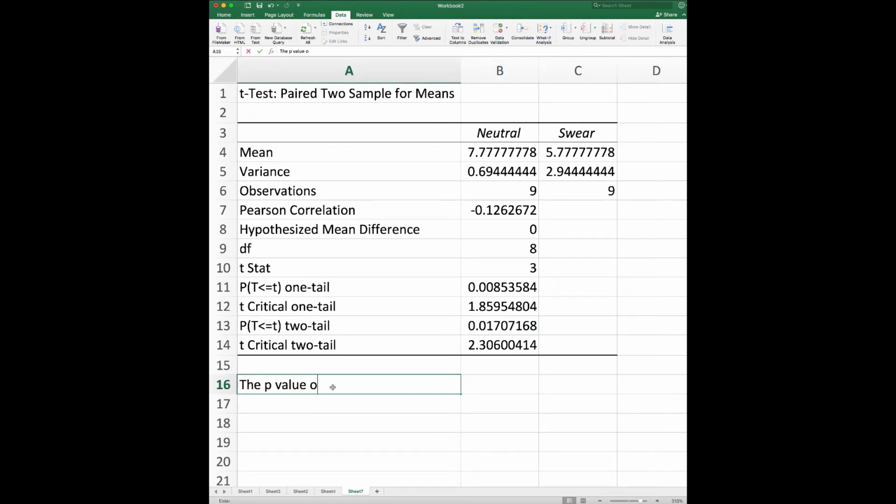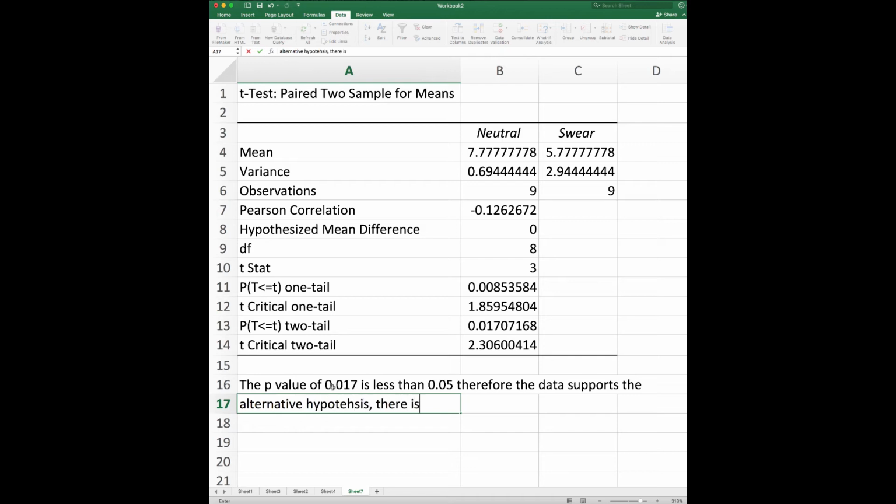The p-value of 0.017 is less than 0.05. Therefore, the data supports the alternative hypothesis. There is a difference in pain rating based on the types of words used. You're welcome to also use the critical value method, but the p-value method is just a little bit faster.